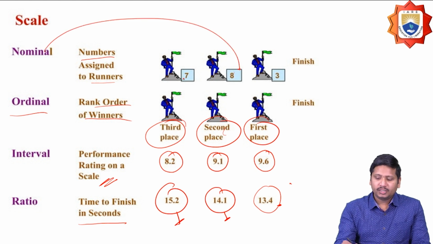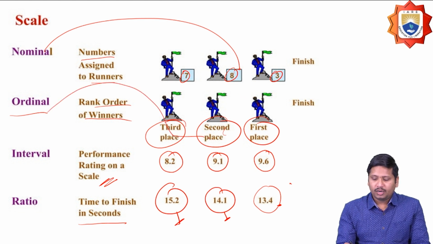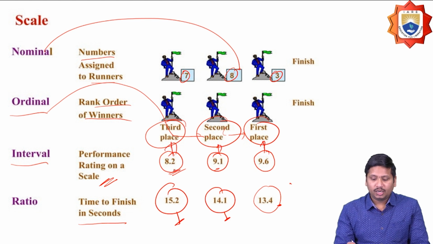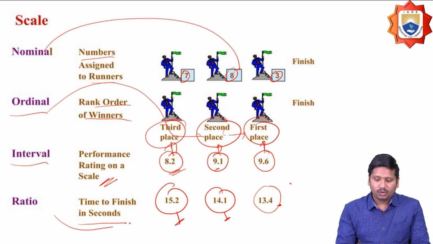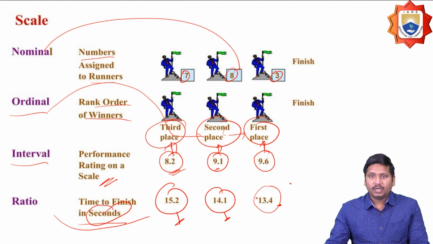Nominal means just the numbers I give to the person. Ordinal means rank order: first, second, and third. Interval is the performance rating of the skill, where values are assigned to the persons. And ratio scale depends on the time in seconds, whatever it may be, and that is considered the ratio scale.